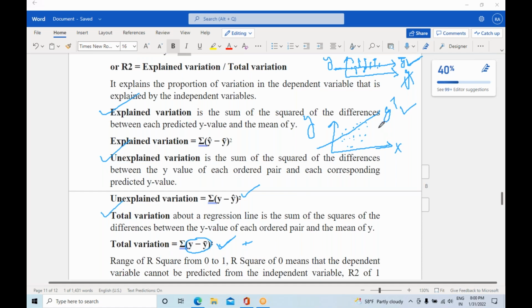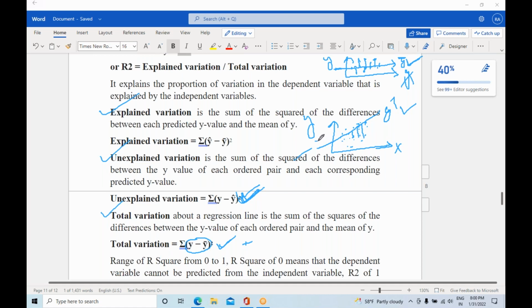It's a predicted line. So now you have to find the distance between this best fit line and your data points, the square of them and the sum of them, that we call unexplained variation.